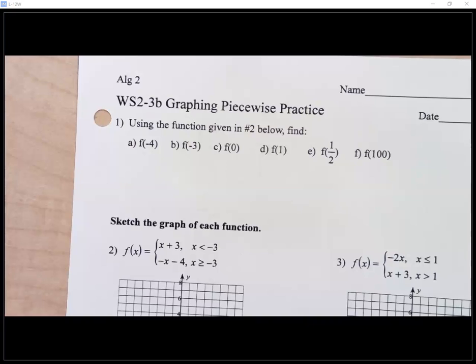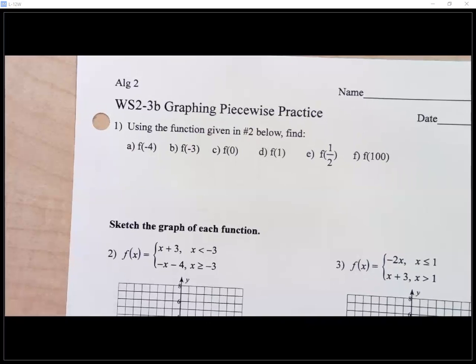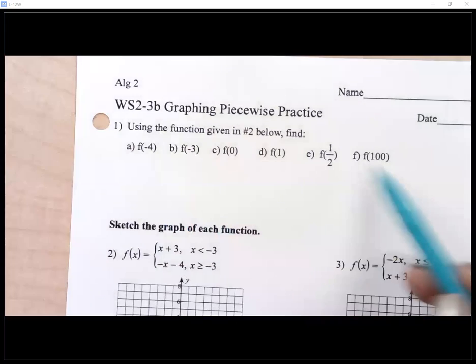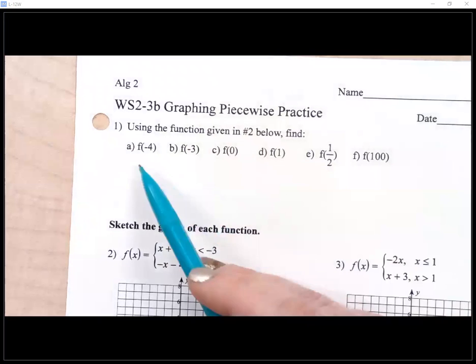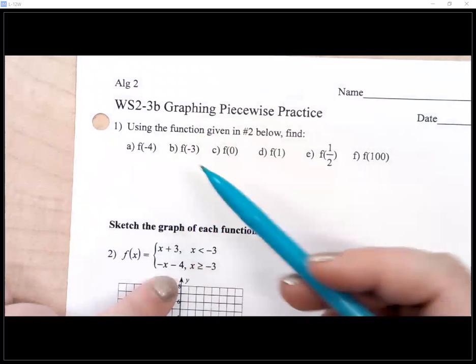Okay, everybody. If you are confident and you know what you're doing and you just want to hit the ground running, go for it. I'm going to do maybe one of each type just to help you out. So for number one here, we have to find the value of the function of these different amounts. So we're just using the function that they give you here in number two.